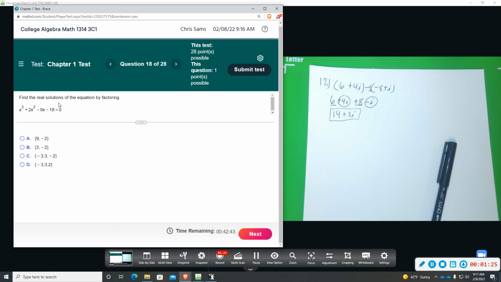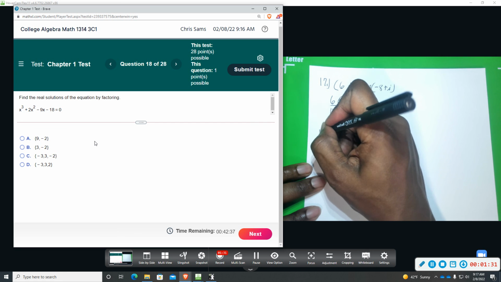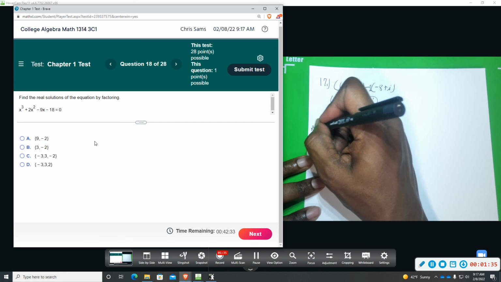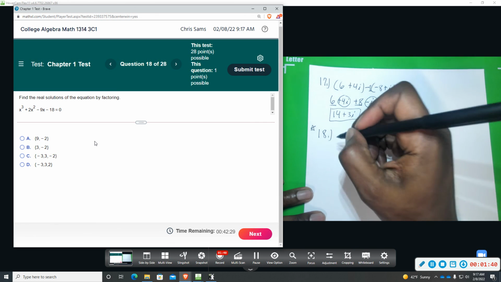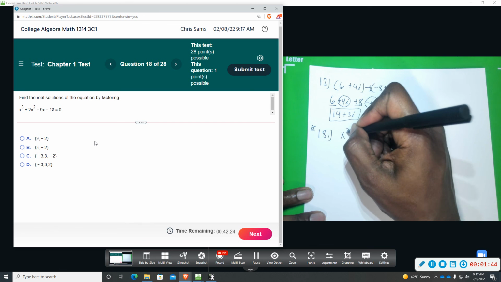Number 18, we're going to find real solutions by factoring. So I don't recall seeing any factor by grouping, so I will start this as well. A little bit different, but I think you can pick it up here. So what's going on? You have 4 terms.